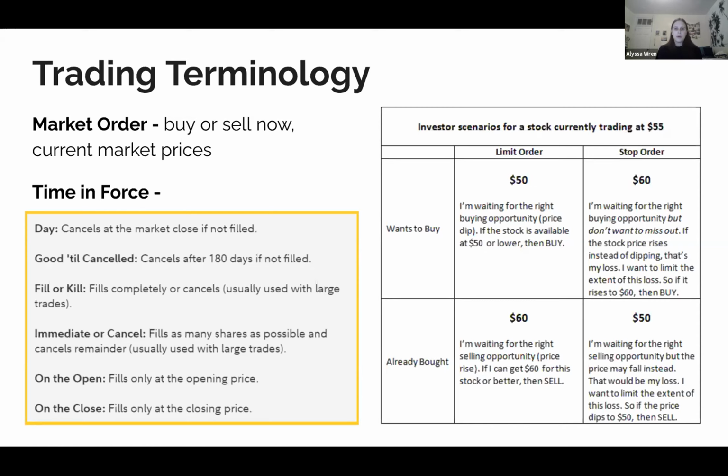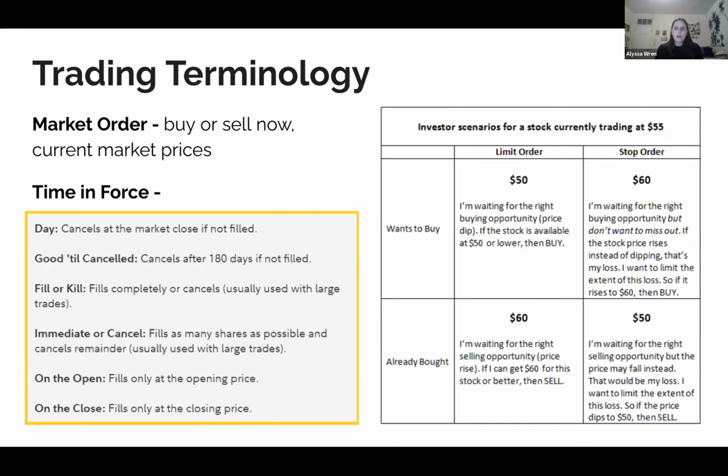Just as an example, let's say that a stock is currently trading at $55. If you place a limit order and you're looking to buy a stock, so it's $55, you want to buy the stock, but you're waiting. You're hoping that the stock price will fall to $50 and then you want to buy it.